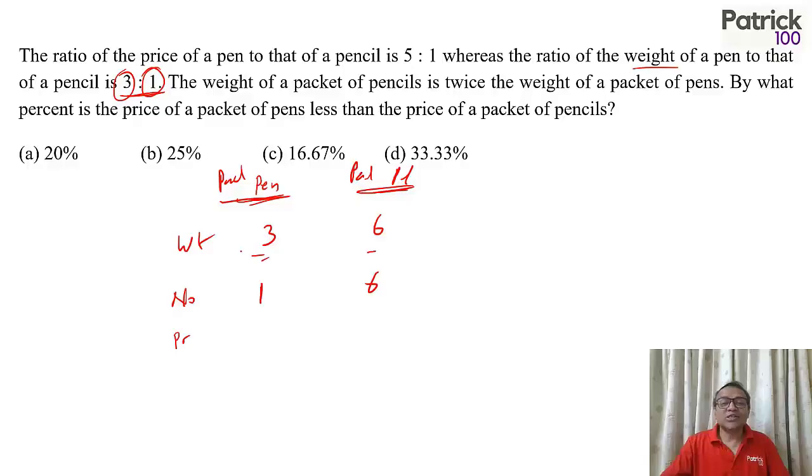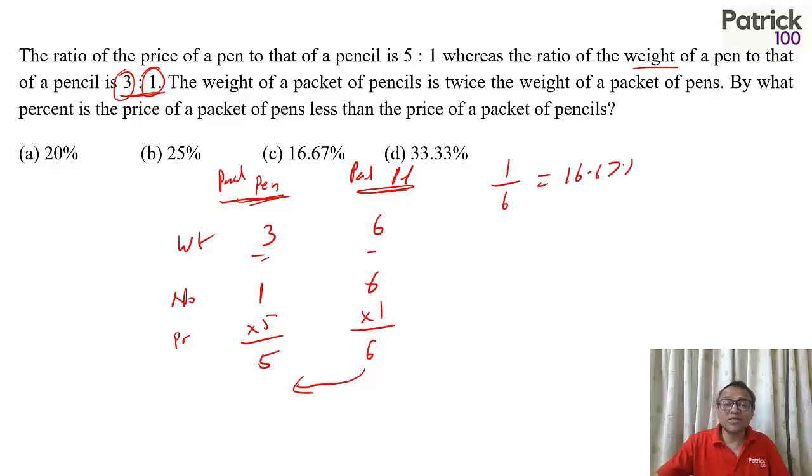Price of each is 5 and 1. So into 5 will give you total price of a packet 5. Into 1 it will give you total price of packet of pencil 6. So how much reduction? Reduction is 1 out of 6. You should know 1 out of 6 is 16.67%. C option. Converting fractions to percentage up to 1 by 12 is what is expected of you.